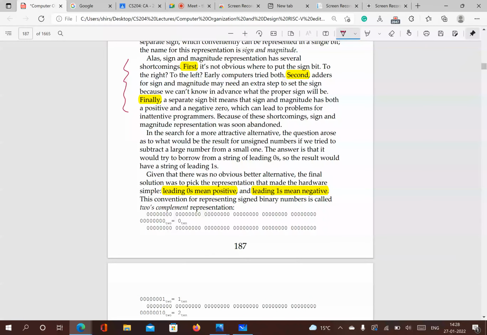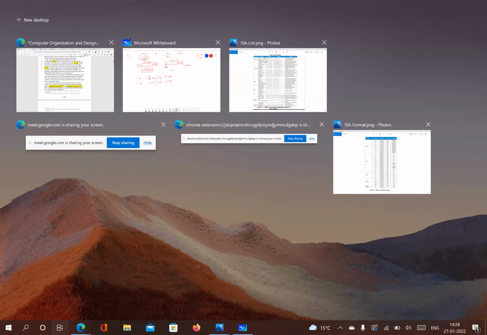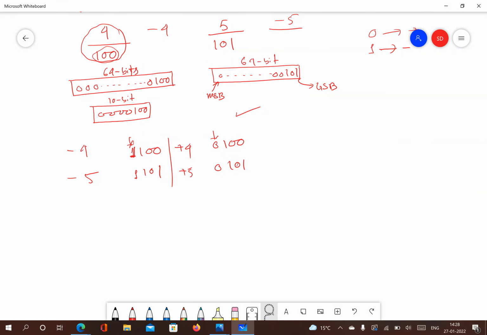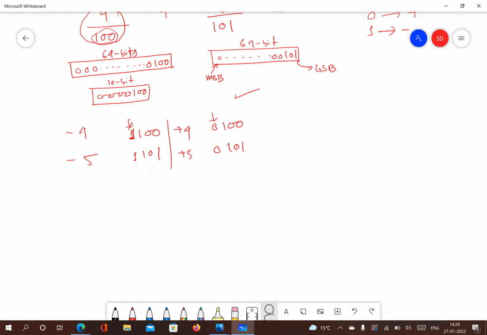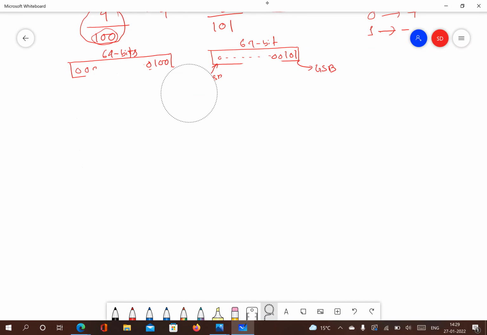The negative numbers are represented in two's complement format. In two's complement format, a leading 0 means a positive value and a leading 1 means a negative value. Let me explain this two's complement format in more detail. First, without understanding much about how to represent positive and negative, let us try to understand what two's complement format is.